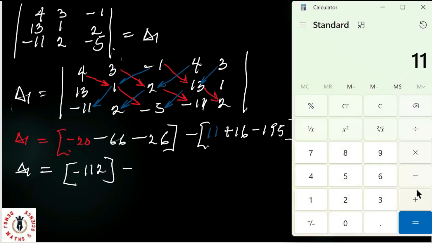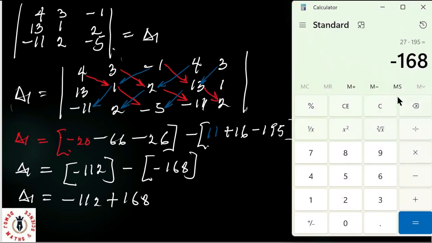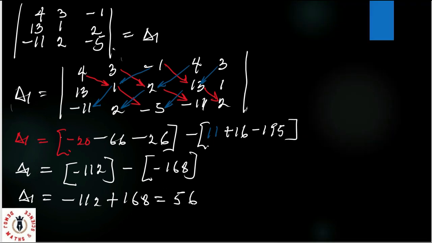Now here is 11 plus 16 minus 195. That's minus 168. So that my delta 1 is the same thing as minus 112 plus 168. That's 56. From here, we know that my x will come from delta 1 over delta naught.